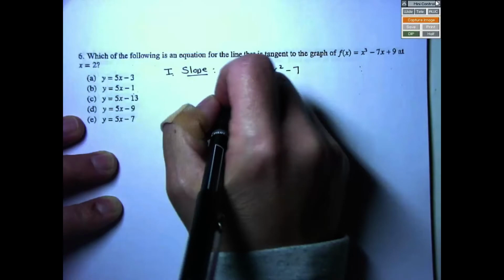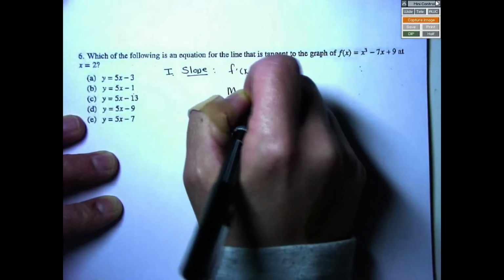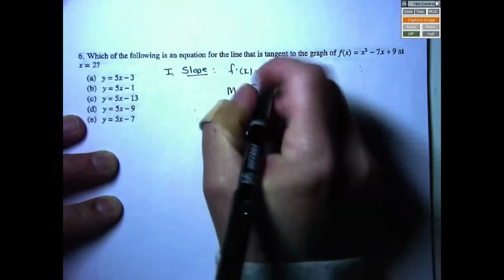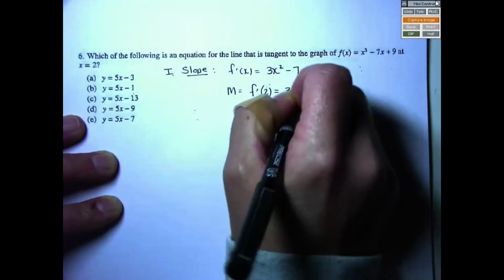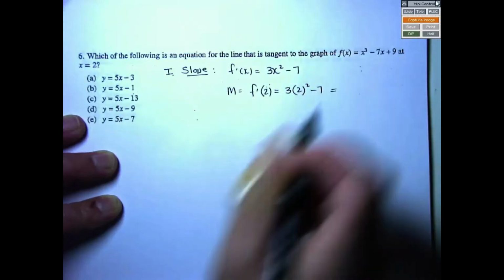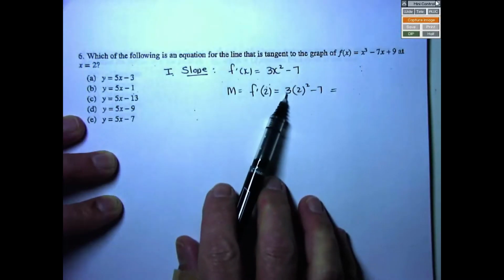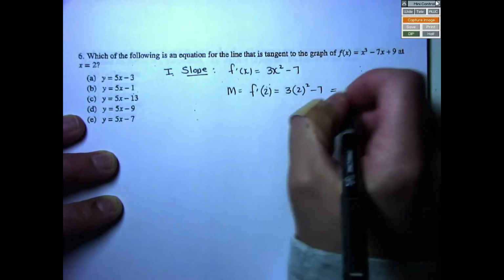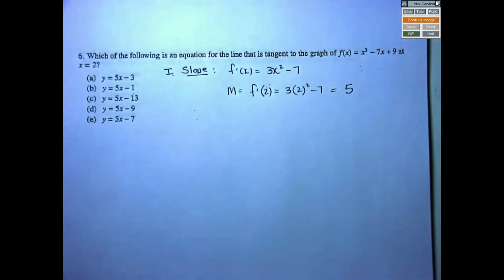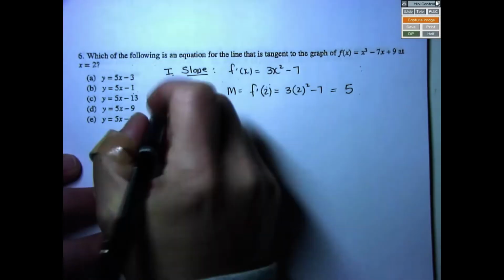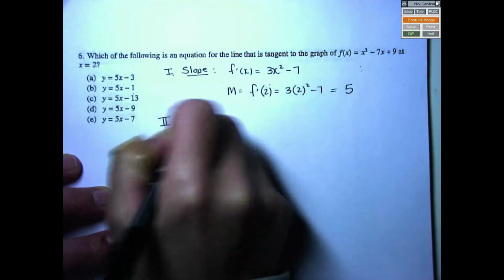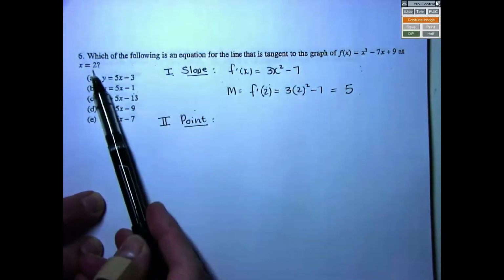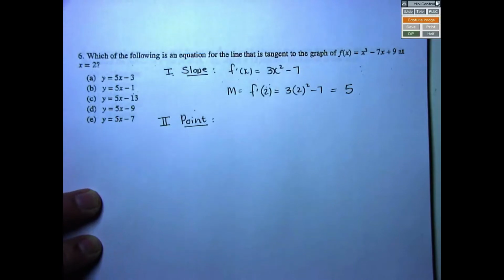So in order to actually find the slope, m is going to be this function evaluated at this point of interest. So evaluate at 2. So 3 times 2 squared minus 7. Let's see, 2 squared is 4, times 3 is 12, minus 7 is equal to 5. All right, very good. We're done with step 1. Step 2 is going to be to find the point. And specifically, I already have the x-coordinate of the point. I need to find the y-coordinate of the point.